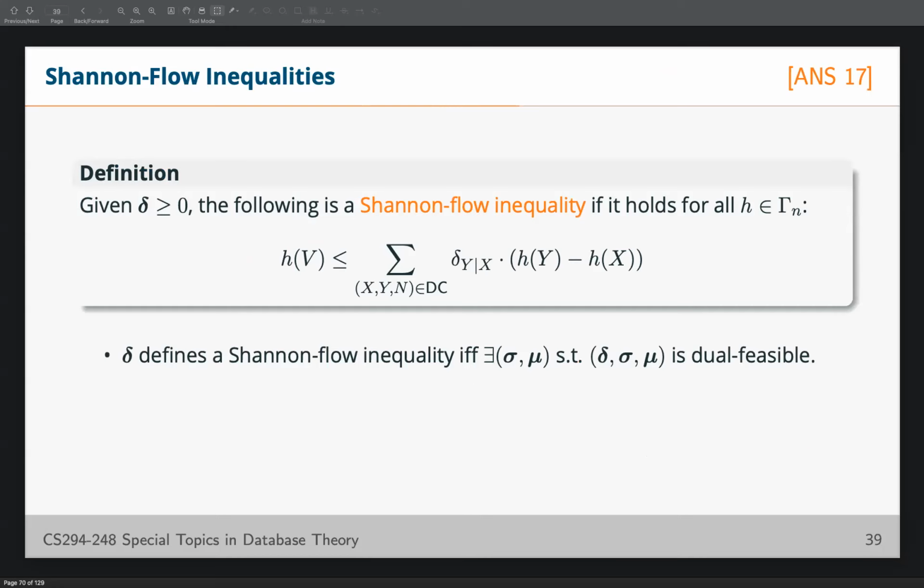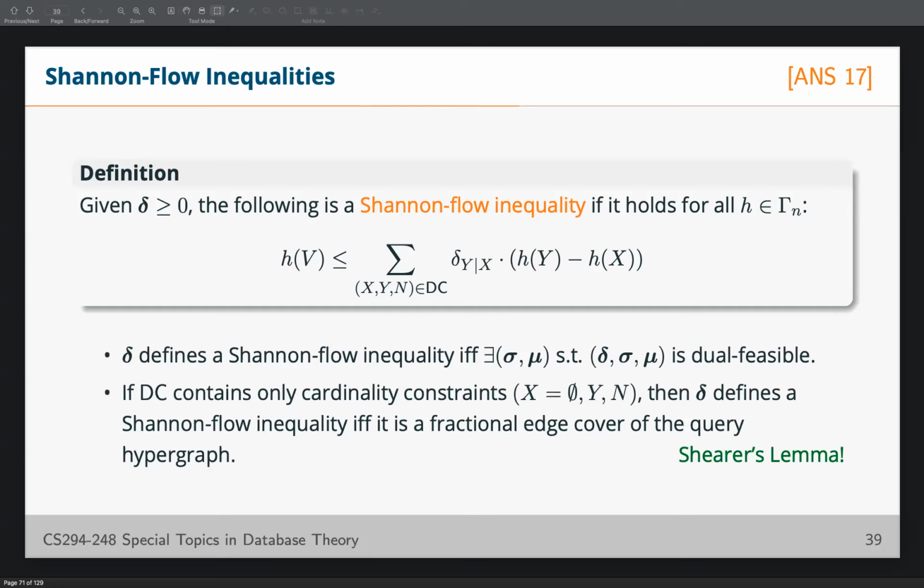And here is something I want to mention. A Shannon flow inequality is an inequality of this form. We are given a bunch of degree constraints, and let's say that for every degree constraint, we have a coefficient delta. I haven't told you how to get to the delta yet, but let's say there's a non-negative coefficient delta, one for every degree constraint.